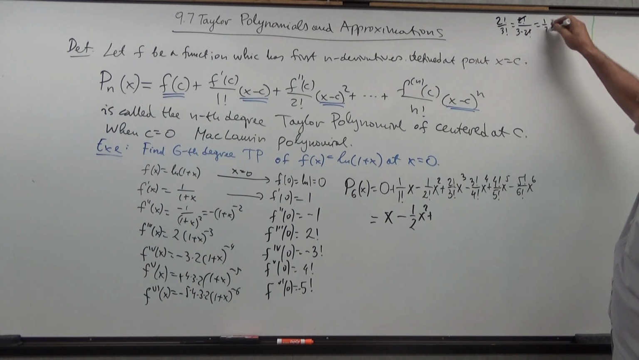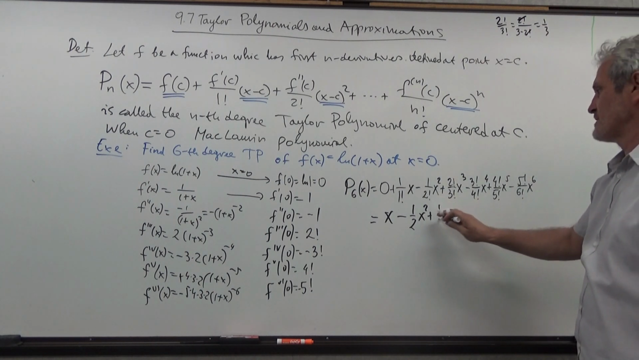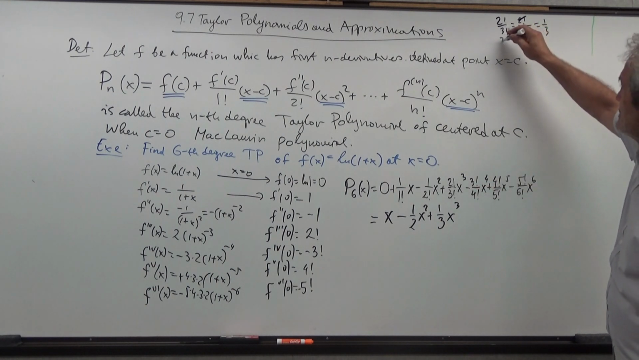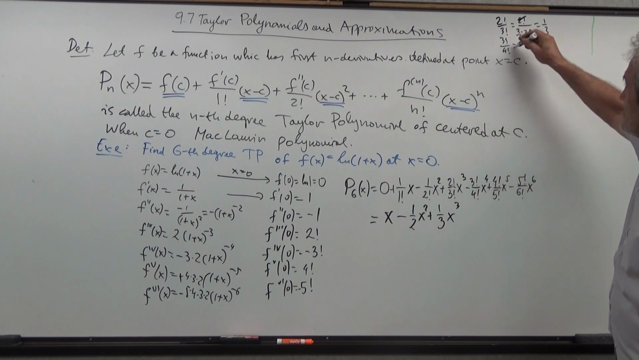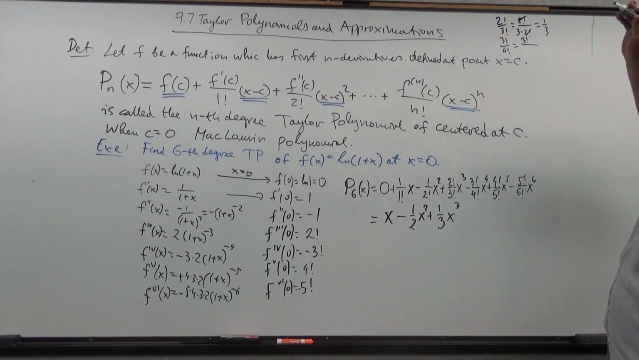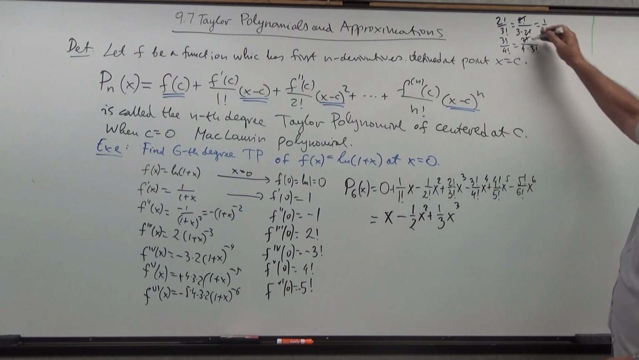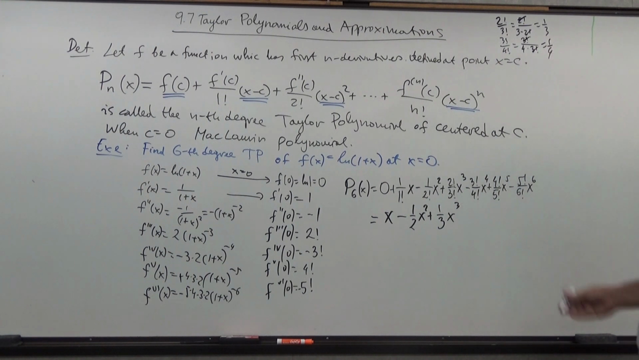The factorials cancel, and we get 1/3. So it will be 1/3 x cubed. And the same thing happens here: 3 factorial over 4 factorial, 3 factorial, all the numbers from 3 down. This is 4, and all the numbers from 3 down. When that cancels, you get 1/4.